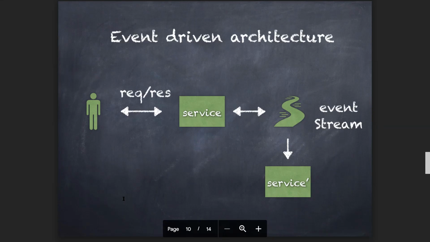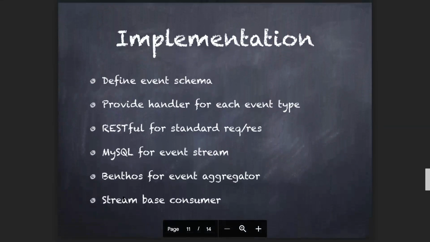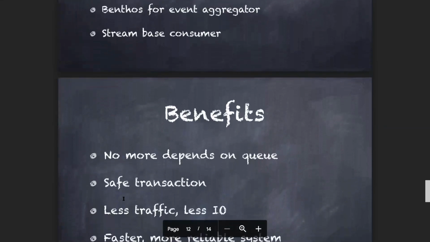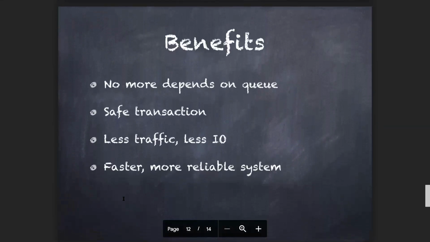Let me go back to the problem we have. No more bad transitions. No more dependence on the queue. We have self-contained transactions. We have less I/O operations in the system. The system becomes much more reliable.